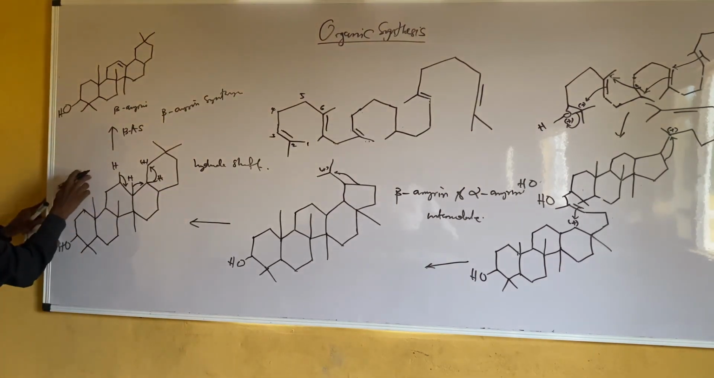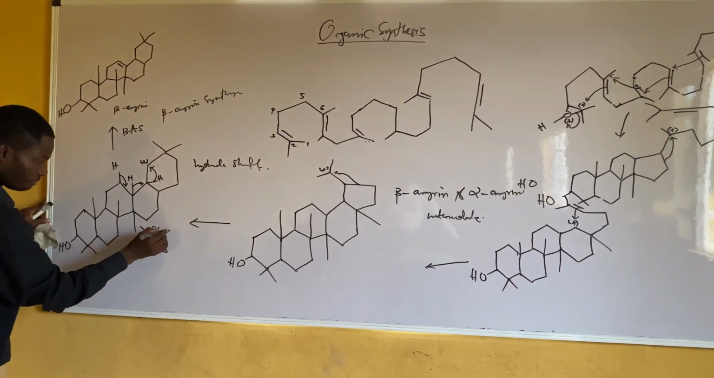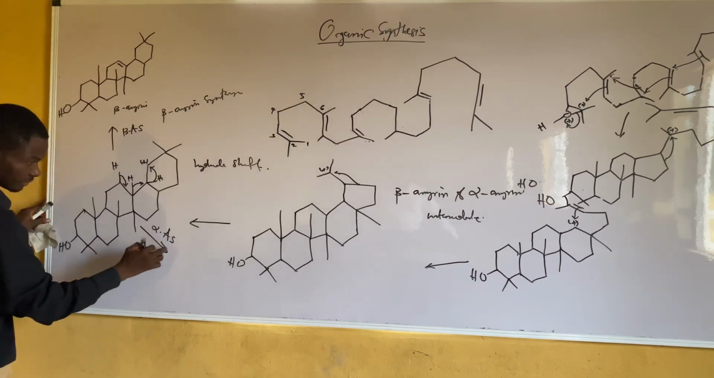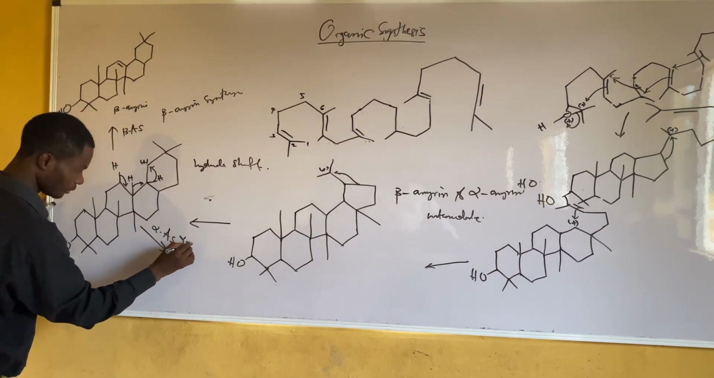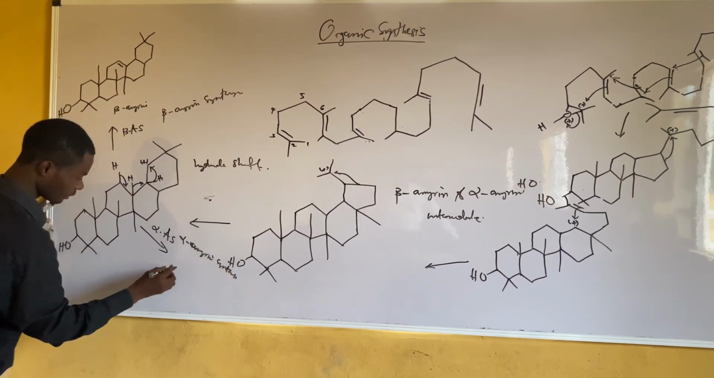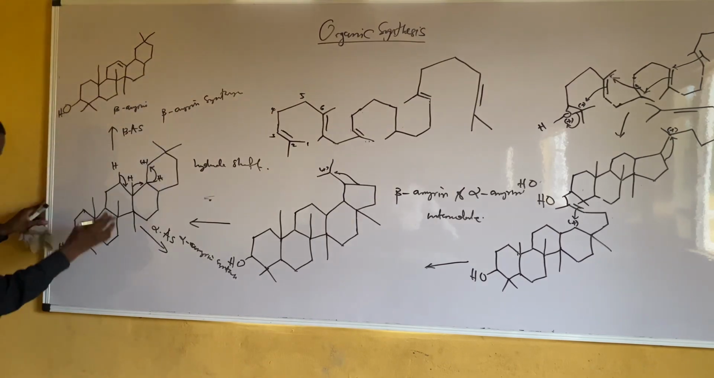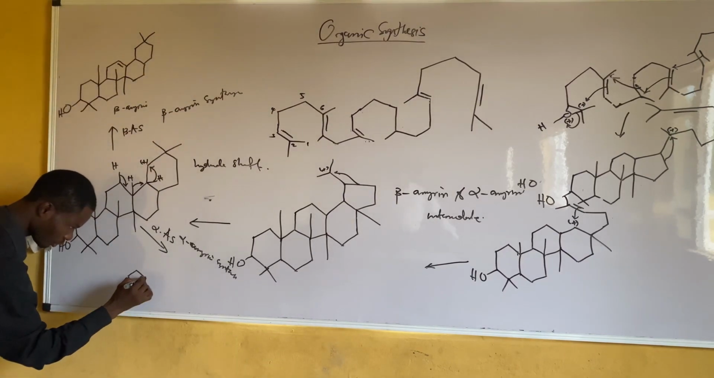However, from this junction also, we can generate an alpha amyrin via alpha amyrin synthase. Is that okay? So that one is responsible. The only difference between these two is that what we are going to have will look like this. Just watch it.